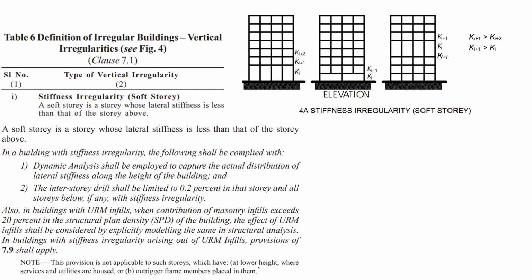In the last class I explained the horizontal irregularities. Today I'll be explaining the vertical irregularity. Vertical means whatever you see here, this is the vertical member.